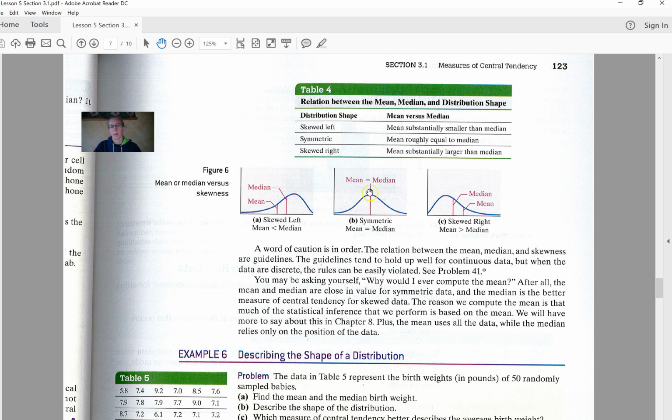When we have a symmetric graph, the mean and median tend to be really close together. And for the graph on the right, I see that I have a right-tailed graph or a right-skewed graph. And so my mean is over on the right. The median is resistant to outliers. The mean is affected by outliers. Hence, the mean follows where the tail is at.